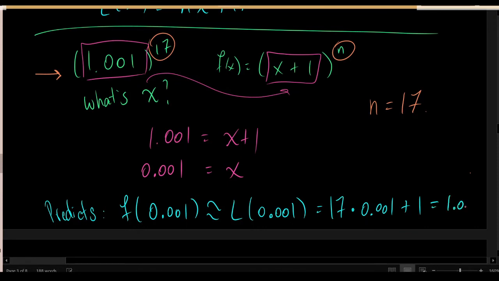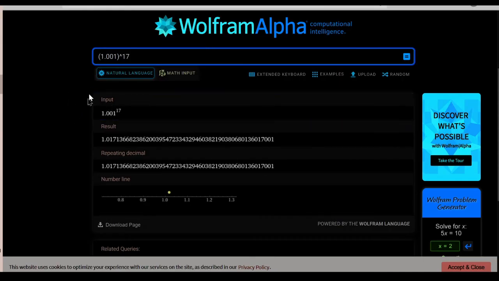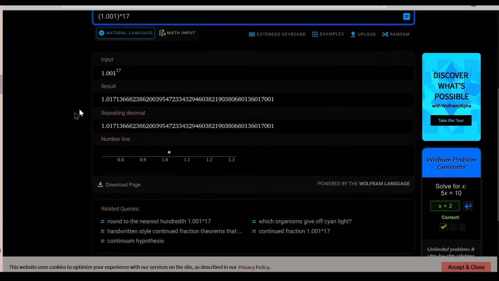This would be 1.017. Once again, this estimate is pretty accurate. If I take a computer and use it to find 1.001 to the 17th power, then it chugs and it spits out 1.017, and then it has some other digits after that, 1, 3, 6, etc. So, rounded to 3 decimal places, this answer is an exact match to what was predicted by the linear approximation.